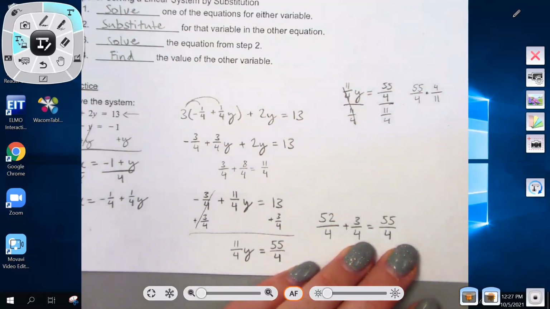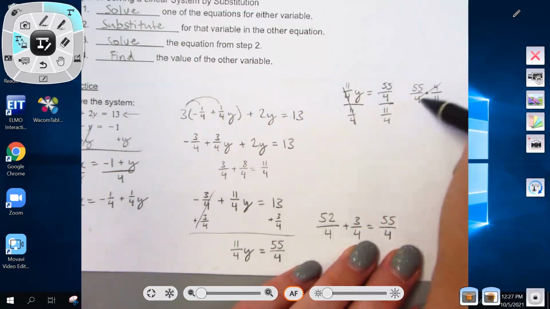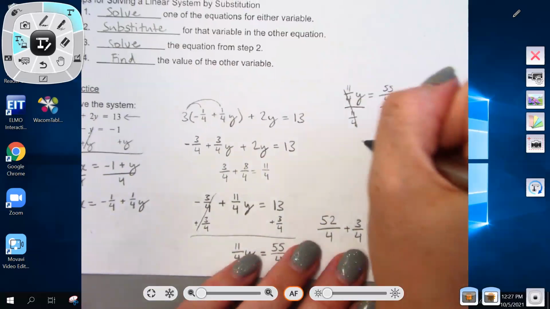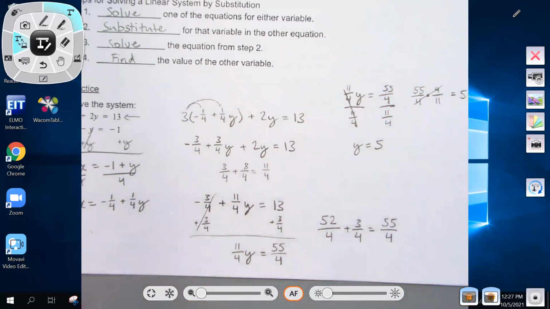Keep, change, flip. So these fours cancel. 55 divided by 11 is 5. Y equals 5.